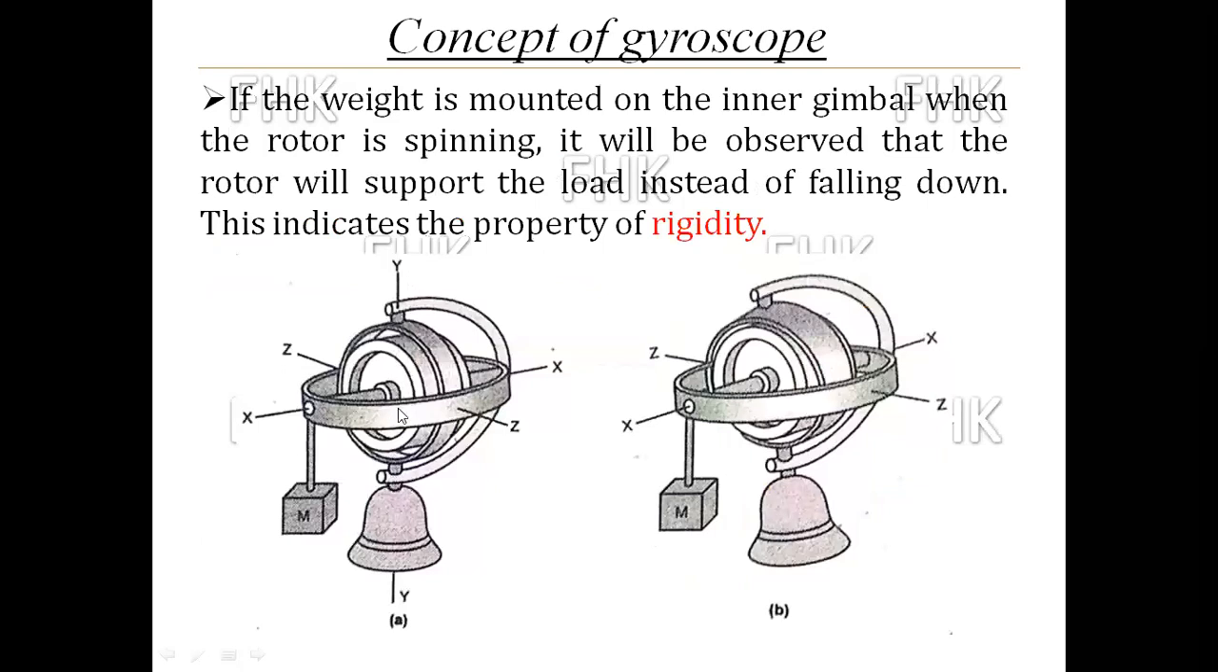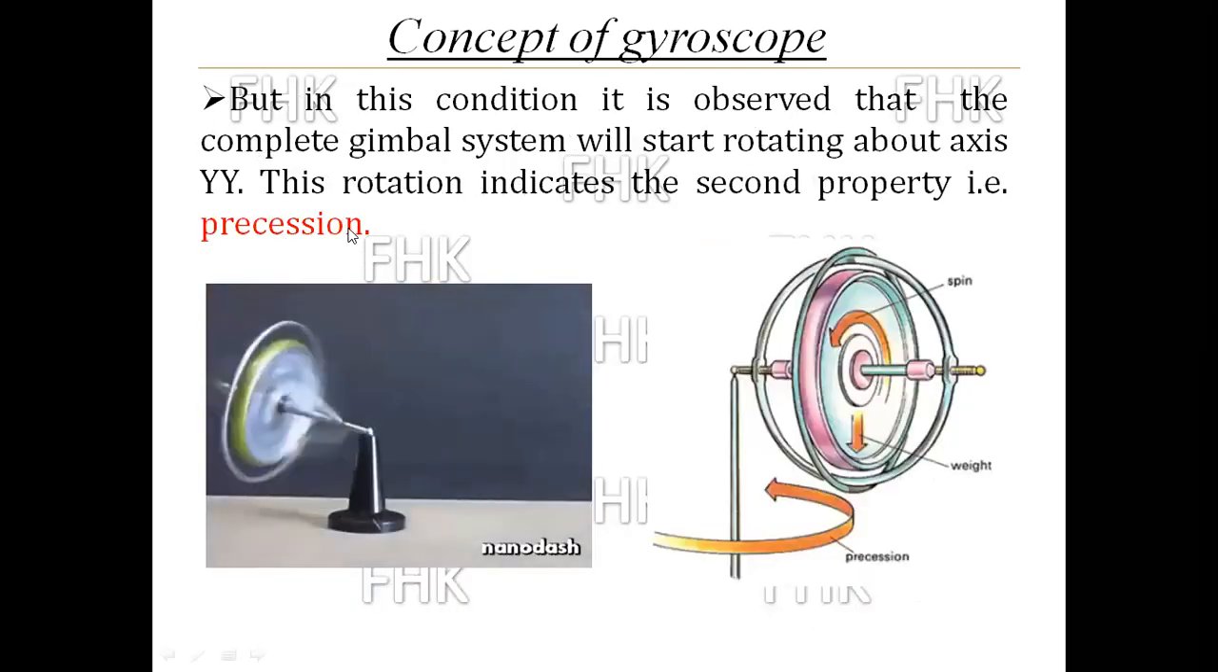This is the vertical axis YY. That means there are two rotations of the rotor. One is rotating or spinning about the XX axis, and another load is applied on this, or this is the support. Due to that support and due to the spinning of the rotor, it will start rotating about the vertical axis YY. This rotation of the complete gyroscope about axis YY is called precession.